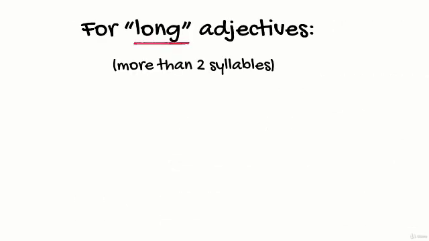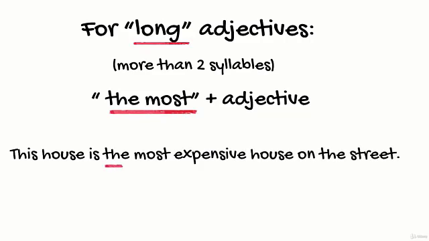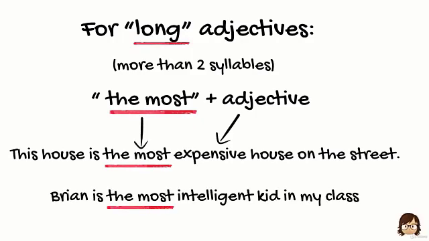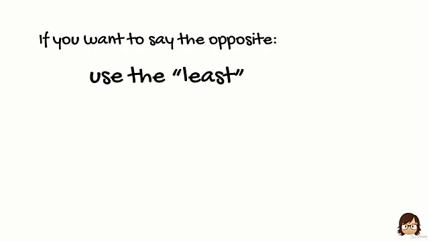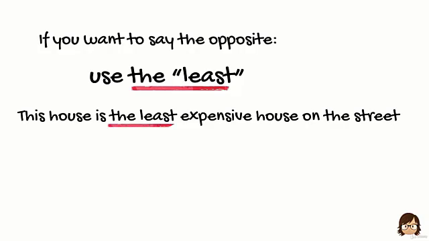To create a superlative sentence with long adjectives, we add the most before the adjective. Look at the examples. This house is the most expensive house on the street. Brian is the most intelligent kid in my class. If you want to say the opposite, then use least. For example, this house is the least expensive house on the street.